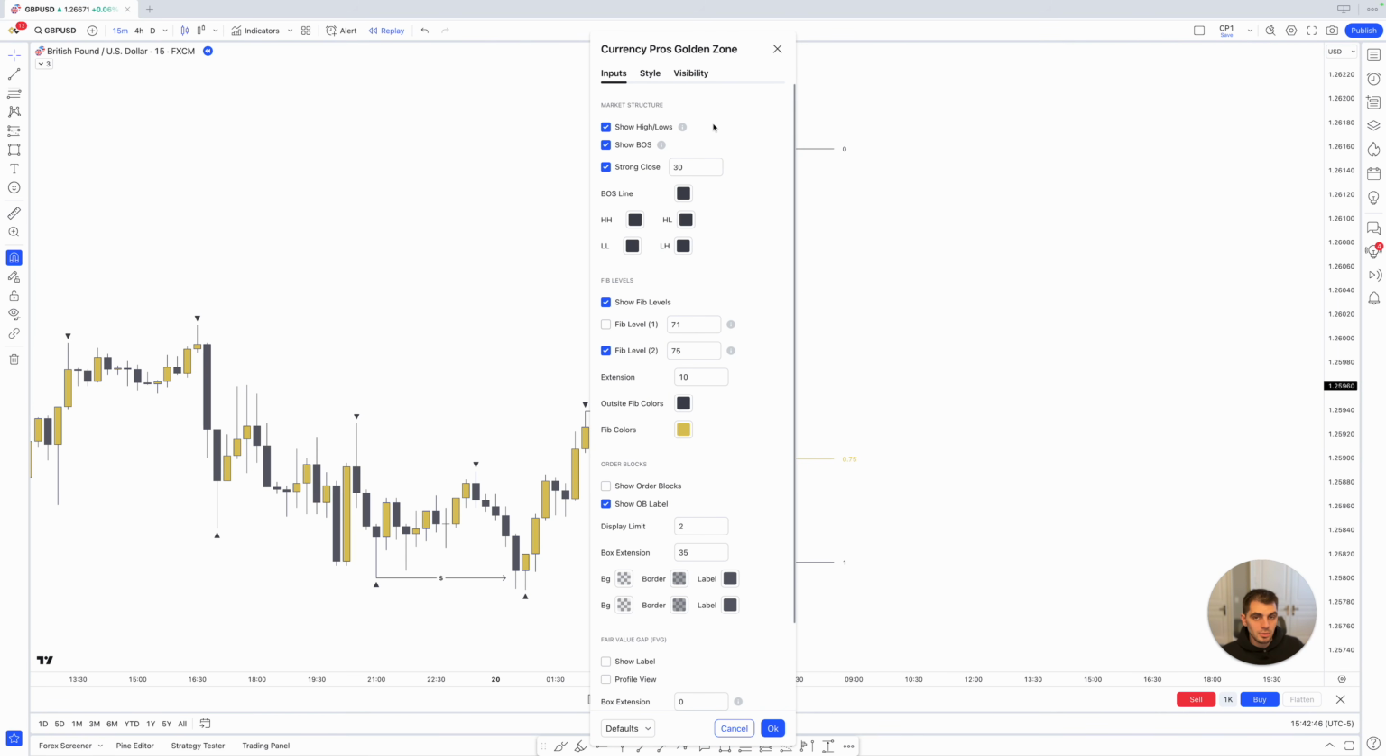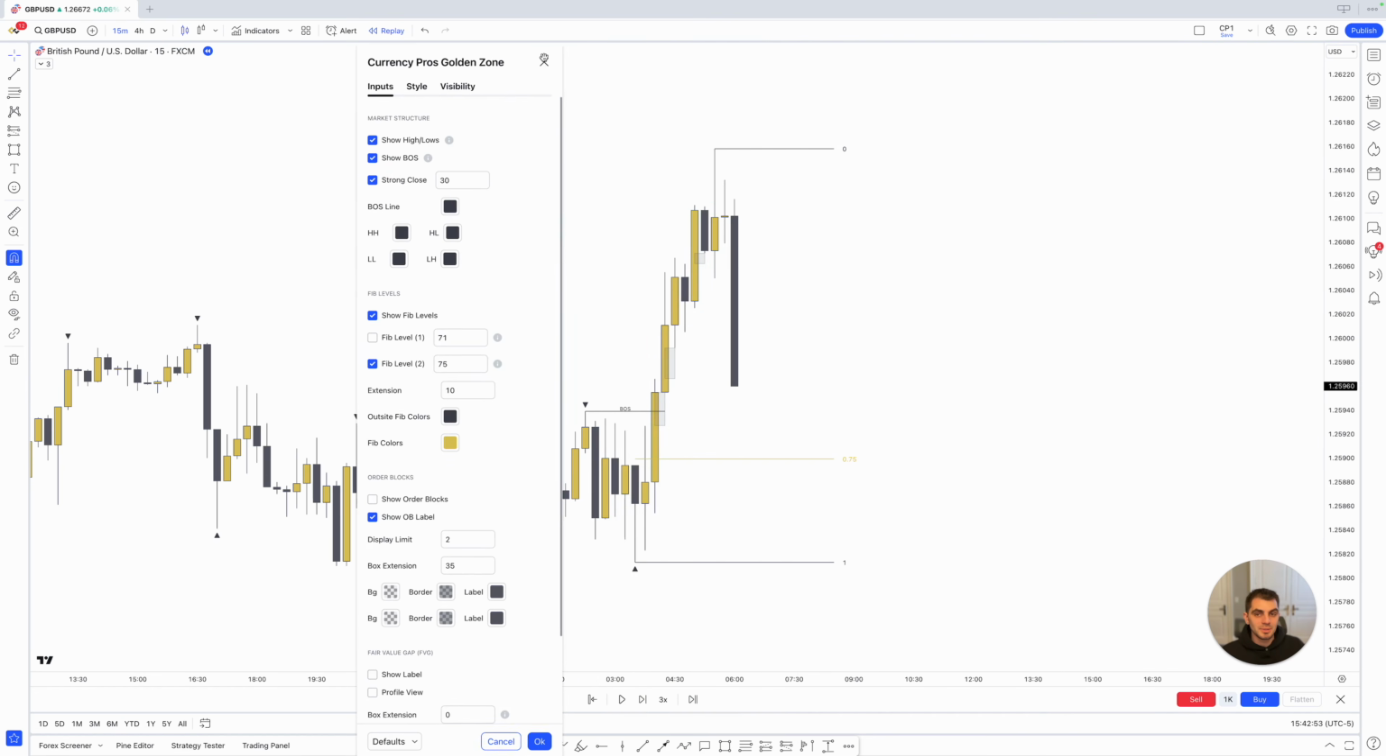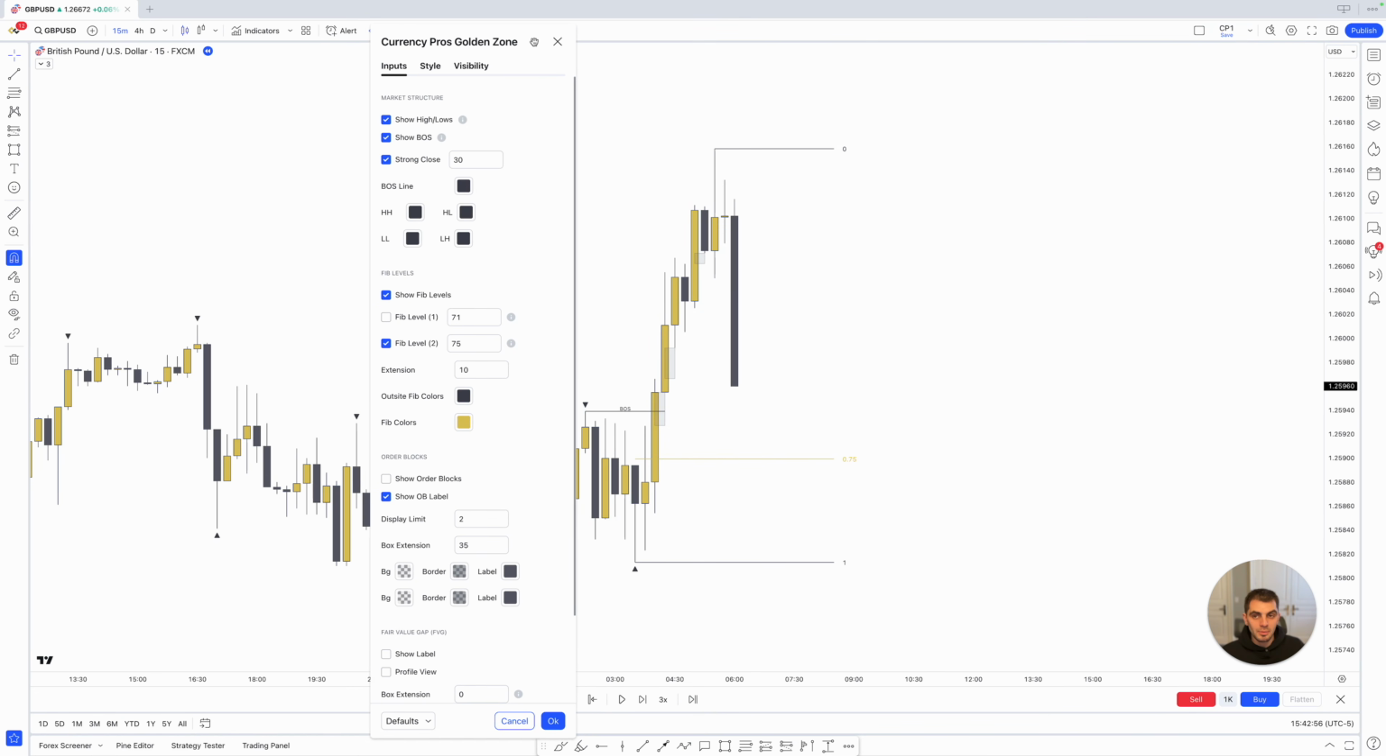This is actually the Currency Pros indicator. I've coined this strategy the Currency Pros Golden Zone. So that's what this indicator is called. Myself and my community, we kind of came up with that name. Just suits the style, especially the colors too. So this is the Currency Pros indicator. And by the time this video is out, these major updates that have been implemented in this indicator will be available to all Currency Pros members.